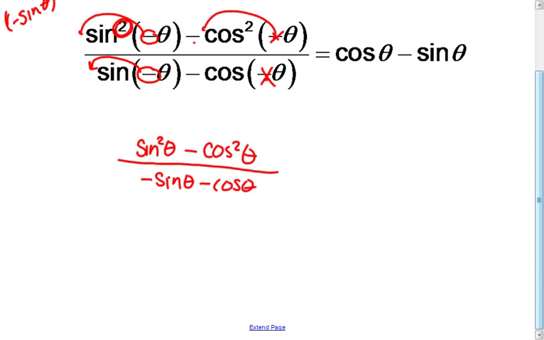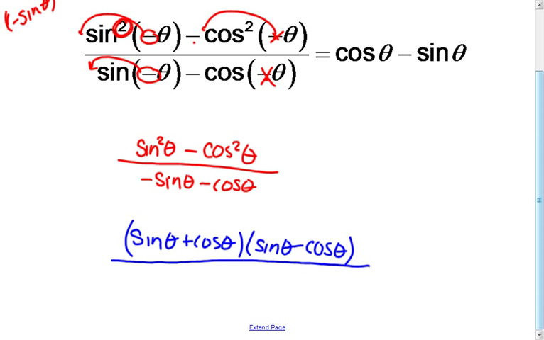So here's what you can do. The top is actually a perfect square. I'm going to just side note this. If we had x squared minus 49, you know that you would factor that as x plus 7 and x minus 7. Same thing with sine squared minus cosine squared. You will factor that. It is a perfect square. So you will factor sine squared minus cosine squared as sine theta plus cosine theta and sine theta minus cosine theta.